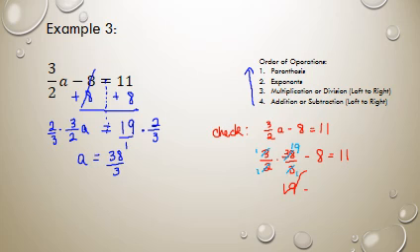And then 19 minus 8 equals 11. And it does, because 19 minus 8 is 11. So this does check out. And our solution really is a equals 38 over 3.